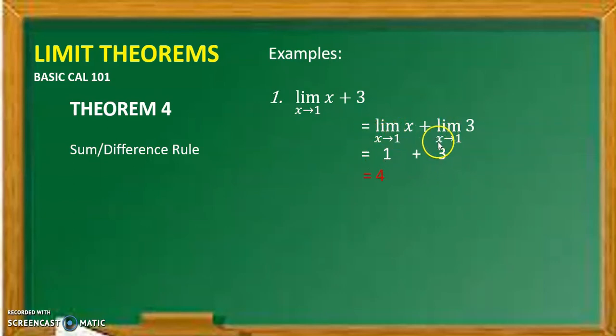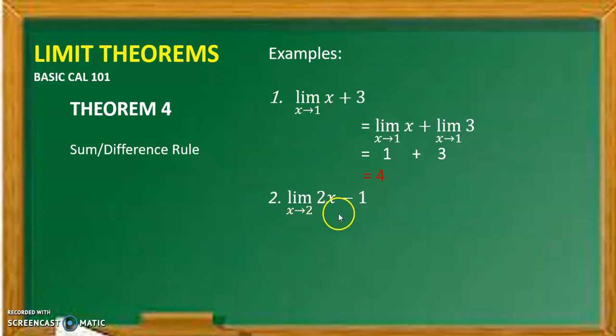By applying theorem number 1, the limit of a constant is equal to 3. So 1 plus 3, and therefore that is equal to 4. Okay, next example. The limit of 2x minus 1 when x approaches 2.